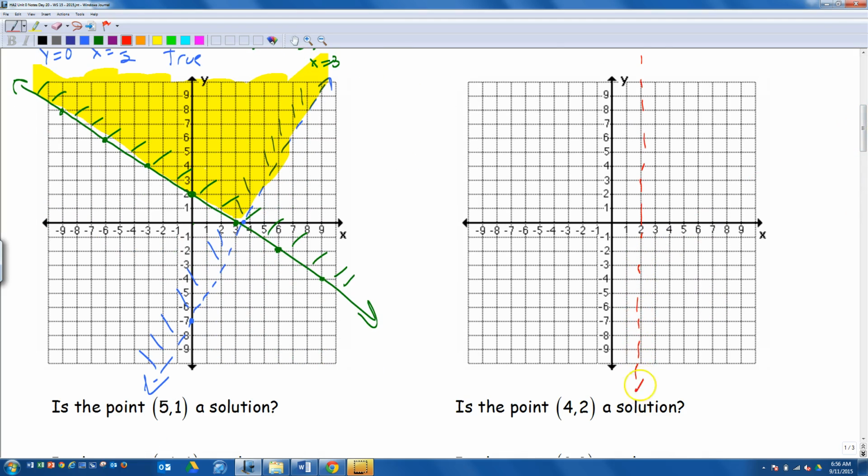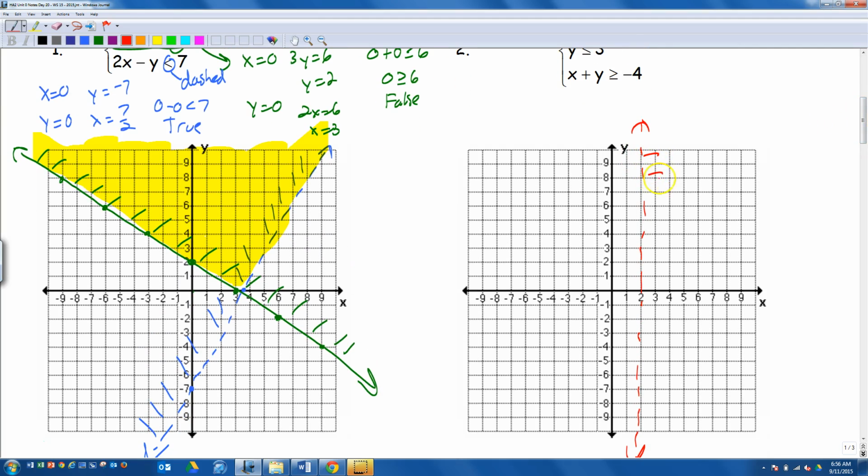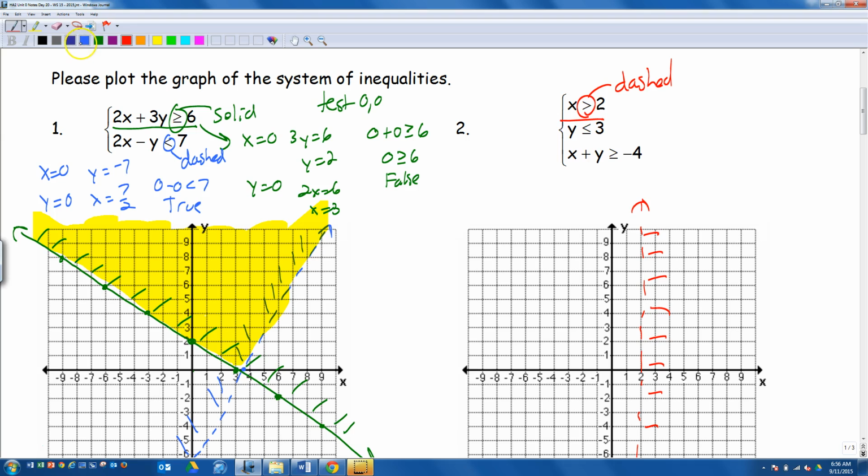Now for these ones, the test point you can do 0, 0, but just think about it logically. We want x to be bigger than 2. Well, that's this direction, so we're going to shade that way. Next we have y is less than or equal to 3. That's a horizontal line. This is going to be solid, so I'm going to draw a solid line. And I want it to be lower than 3, so that would be down here.